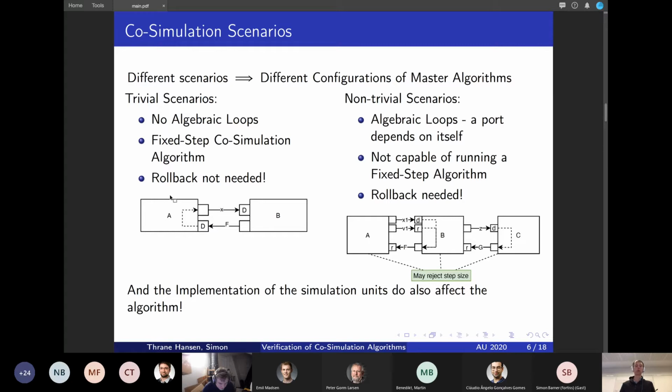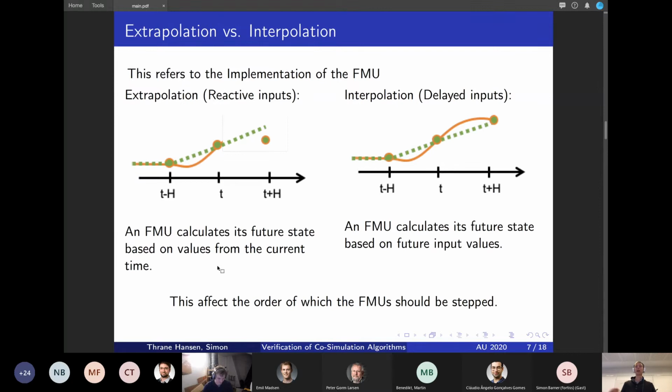On the other hand, we also have non-trivial co-simulation scenarios where we either have algebraic loops or the scenario cannot be simulated using a fixed step co-simulation algorithm. I've just shown you an example of these. But also, as we talked about earlier, the implementation of the FMUs themselves also affects the configuration of the master algorithm.